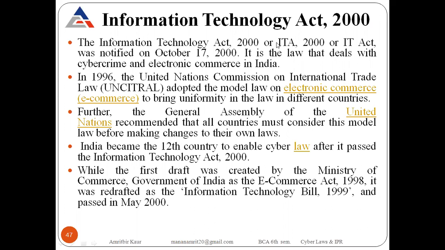India became the 12th country to enable cyber law after it passed the Information Technology Act 2000. While the first draft was created by the Ministry of Commerce, Government of India as the E-Commerce Act 1998, it was redrafted as the Information Technology Bill 1999 and passed in May 2000. So the Information Technology Act 2000 is also known as ITA 2000 or IT Act 2000.